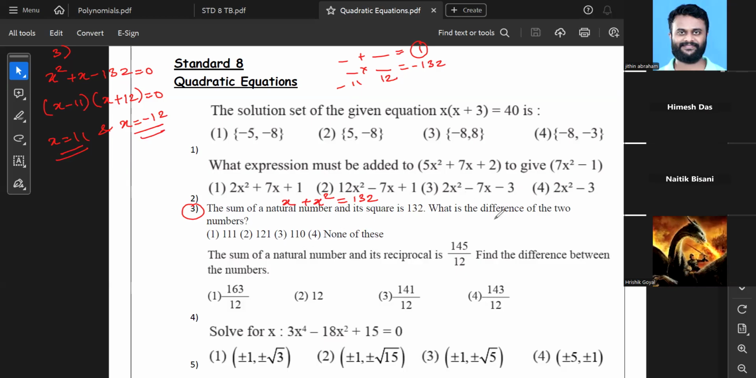The question is, what is the difference between the two numbers, like the difference between x square and x. Since it is a natural number, x equal to 11 is the correct answer. I'll be ignoring the negative value. If 11 is the value of x, then what you're supposed to find is x square minus x. That is 11 square, which means 121, minus 11, that gives you 110. Option 3 will be your correct answer.